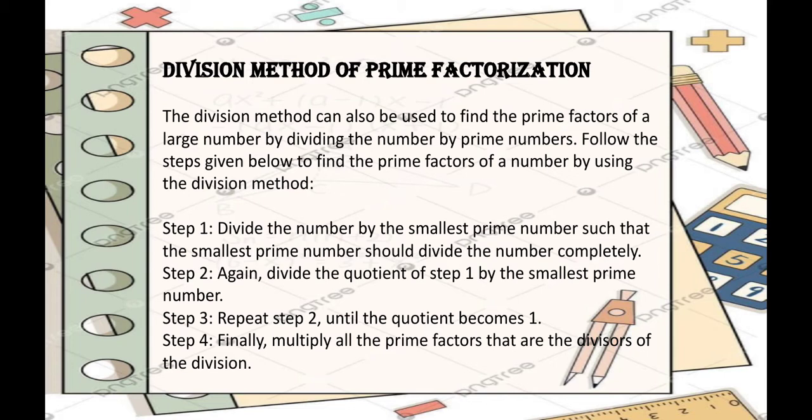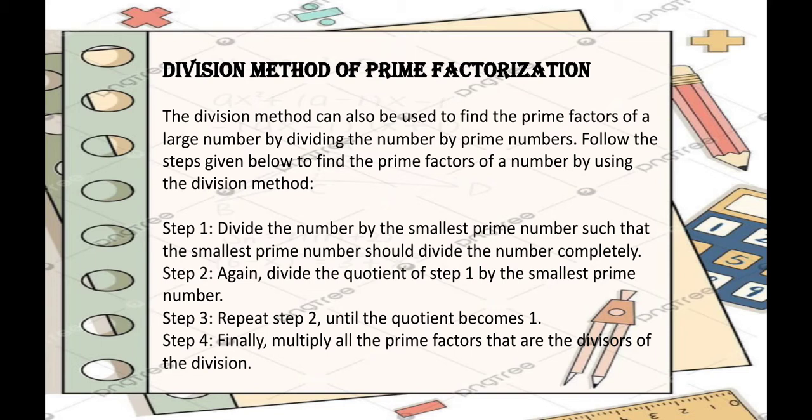The division method can also be used to find the prime factors of a large number by dividing the number by prime numbers. So, follow the steps given below to find the prime factors of a number by using the division method. Step 1 is divide the number by the smallest prime number such that the smallest prime number should divide the number completely.